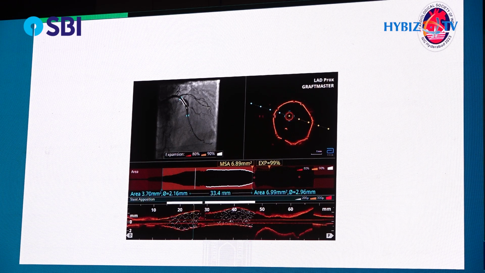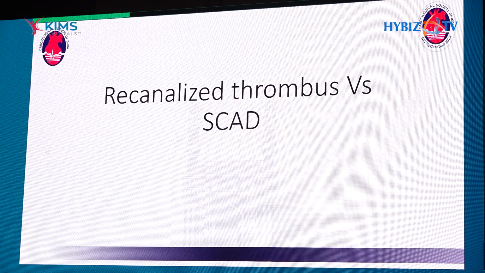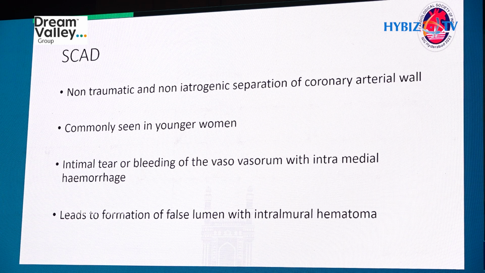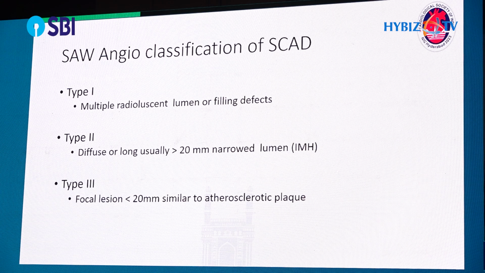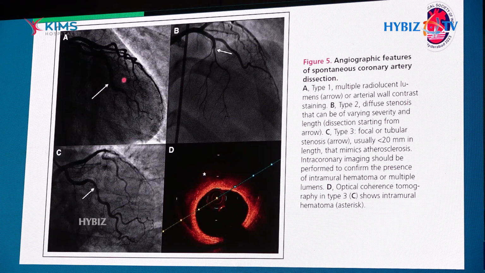Apart from this, one important thing that we should remember is spontaneous coronary artery dissection, or SCAD. It is a non-traumatic, non-iatrogenic separation of the coronary arterial wall, commonly in younger women. There are so many reasons behind it, which we will discuss, and there are different types. It can have just some intraluminal defects, or it can be a diffuse disease or a focal disease, mimicking atherosclerosis. This is a very standard definition of SCAD.